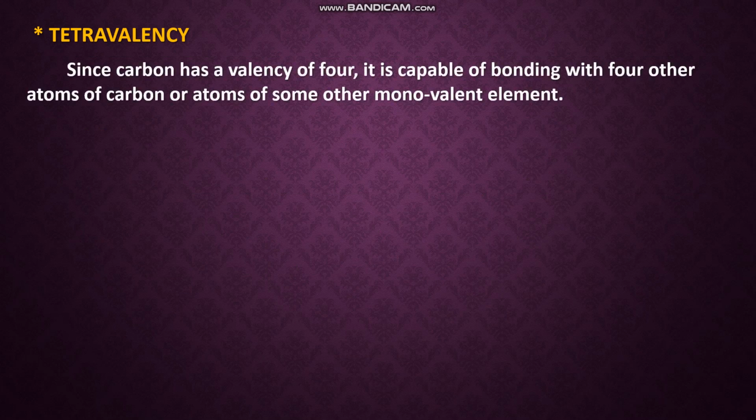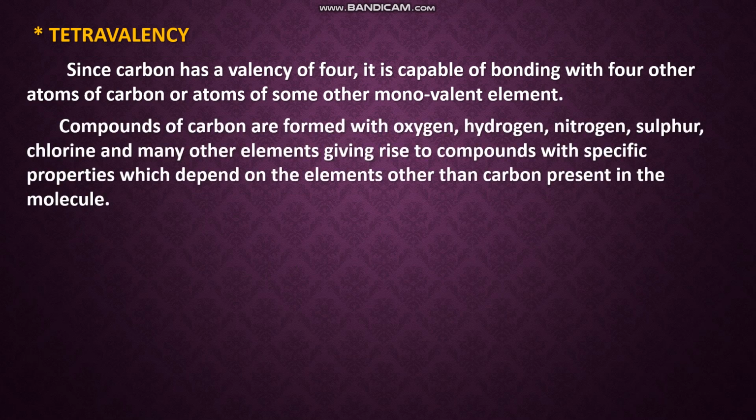So since carbon has a valency of 4, it is capable of bonding with 4 other atoms of carbon or atoms of some other monovalent element. What is meant by monovalent element? Whose valency is 1. Mono means 1. So compounds of carbon are formed with oxygen, hydrogen, nitrogen, sulfur, chlorine and many other elements, giving rise to compounds with specific properties which depend on the elements other than the carbon present in the molecule.